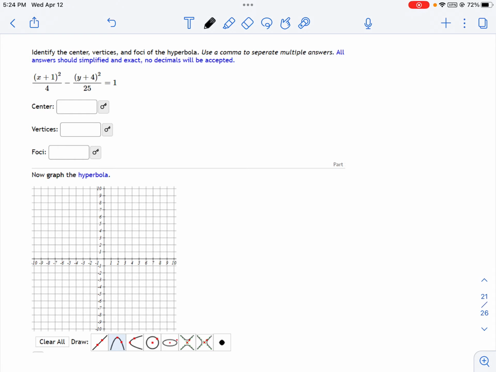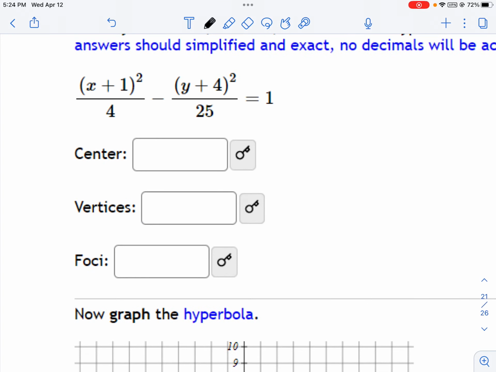So first off, let's look at our equation. First thing we need to know is the orientation. Are we vertical or horizontal for this hyperbola? And how we can tell is we look at our first term, right? That is the term with x, and it's positive. So if x is positive, you're going in the x direction, meaning it's a horizontal hyperbola.